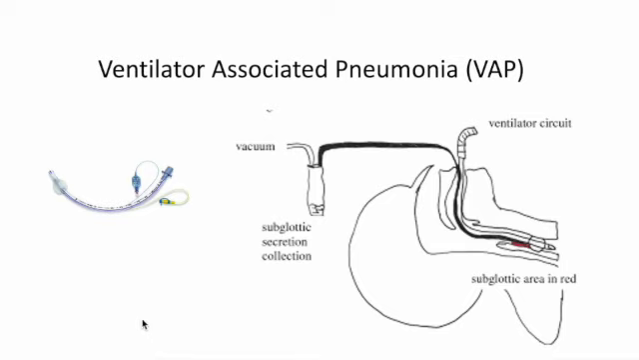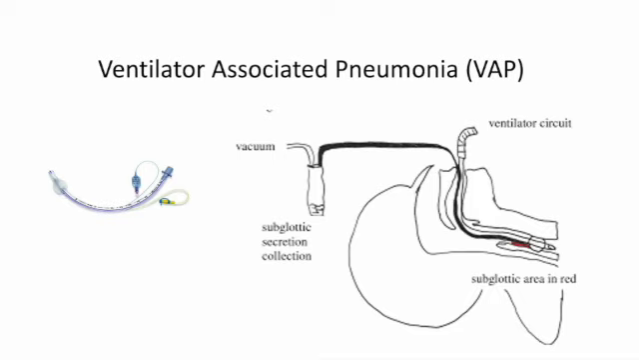So earlier we talked about the subglottic drain, which is this yellow line here, and this is just a diagram of it, suctioning off secretions that gather above the endotracheal cuff into the vacuum bottle. We mentioned that the subglottic drain is one intervention that we can use to decrease the risk of developing ventilator-associated pneumonia. There are 3 other interventions that have been shown to decrease the rate of ventilator-associated pneumonia in the ICU. So what are those 3 other interventions?